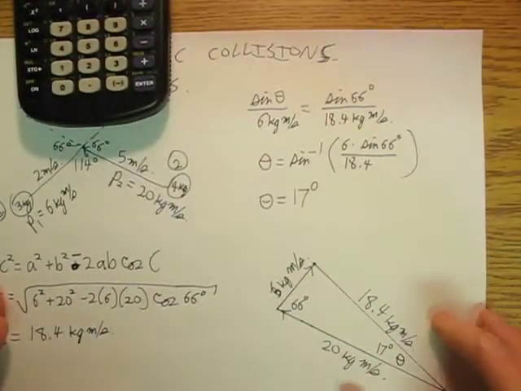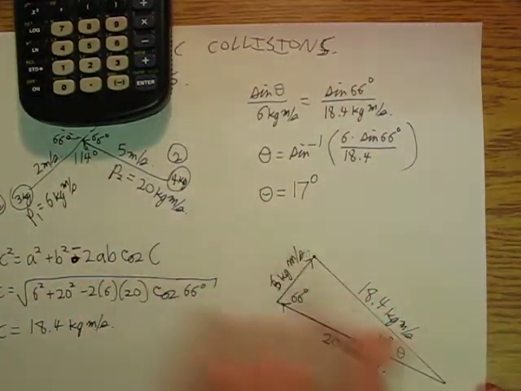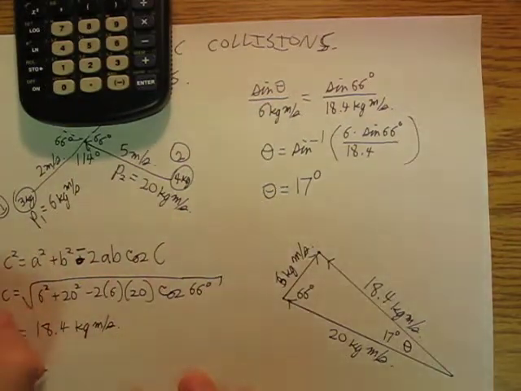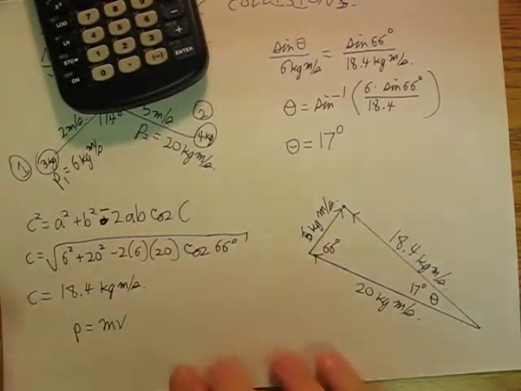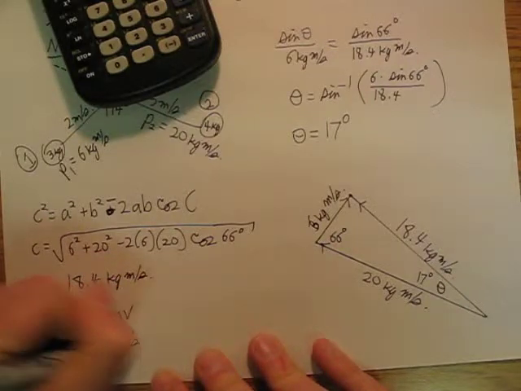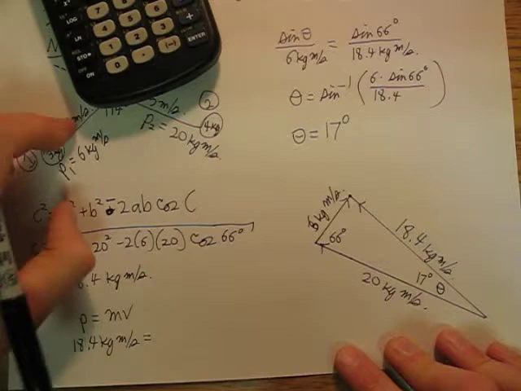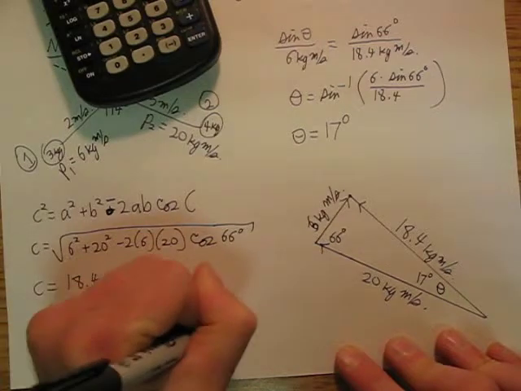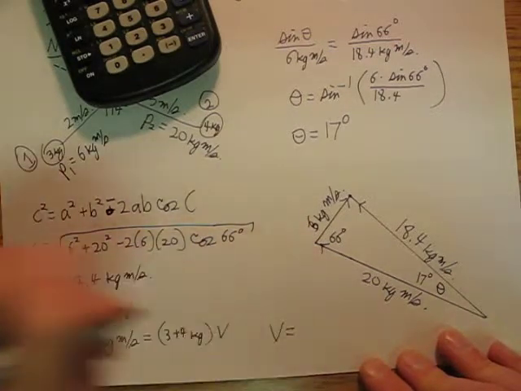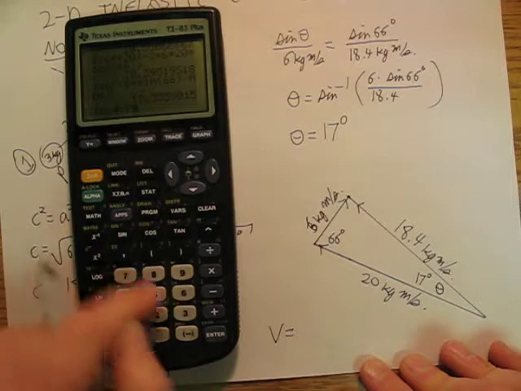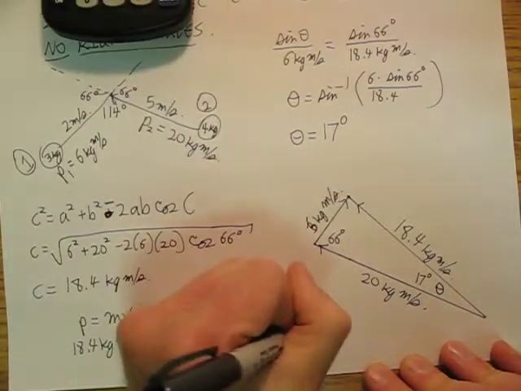And then finally I want to know what that velocity is. So I found what that momentum is, but I want to find out what that velocity is. So I'm going to say that P equals mv, and so 18.4 kilogram meters per second equals total mass, so 3 plus 4 kilograms, times V. So V is 18.4 divided by 7, 2.6 meters per second.